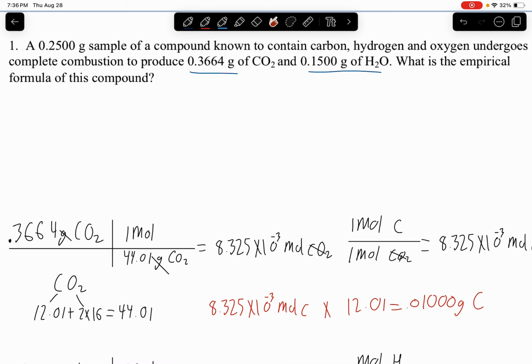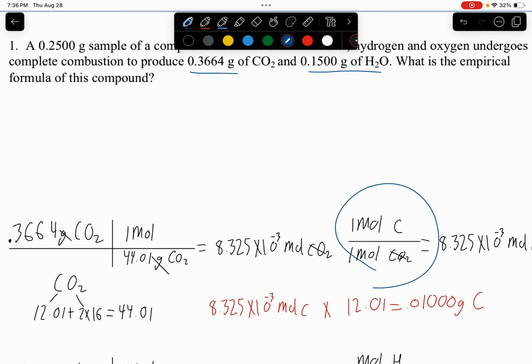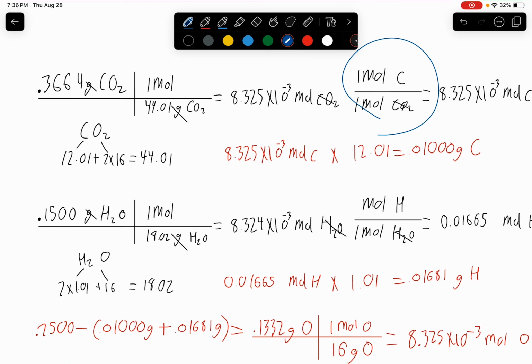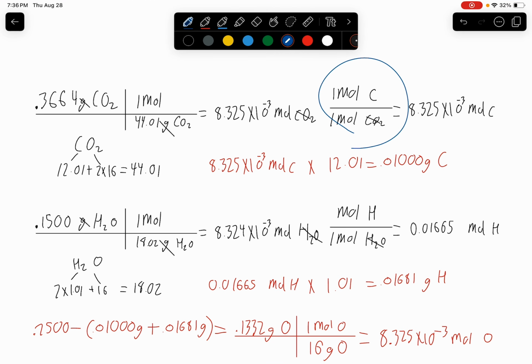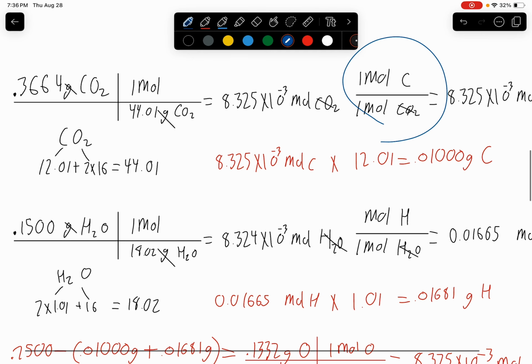Once we do that, we get 8.325 times 10 to the negative third moles of CO2, and then we convert the moles of CO2 to moles of carbon with this conversion right here. We get the same thing because it's 1-to-1. Now we need to find the moles of hydrogen, so we do the same step.